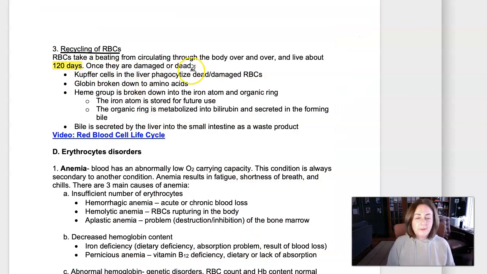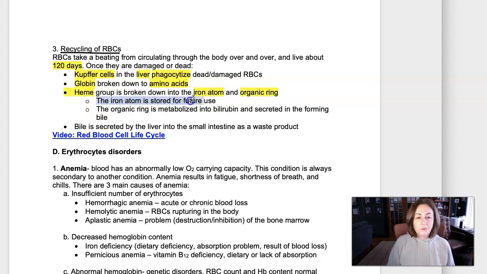So once they're damaged or dead, there are these specialized cells in the liver called Kupffer cells. And what they do is they phagocytize, engulf the dead and damaged red blood cells. And then we went through this in the picture. The globin, the 4 proteins, just get broken down into amino acids. And then the heme group gets broken down into the iron atom and the organic ring.